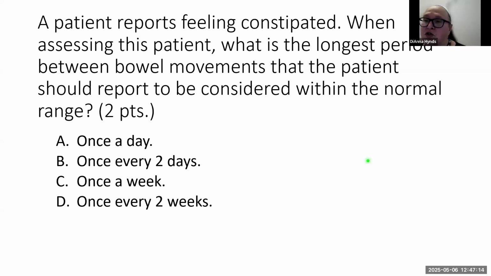A patient is a 2-point question. A patient reports feeling constipated. When assessing this patient, what is the longest period between bowel movements that the patient should report to be considered within the normal range? So what is the normal range of bowel movements? Should the patient report bowel movement once a day, once every 2 days, once a week, or once every 2 weeks? And so on this question, I'm going to do a bit of explanation.